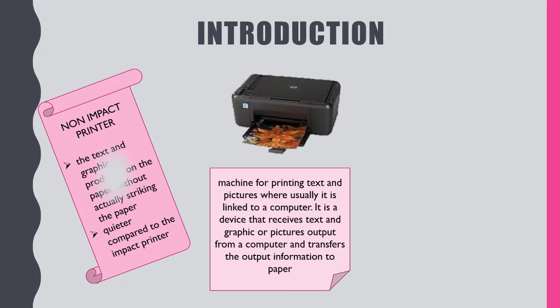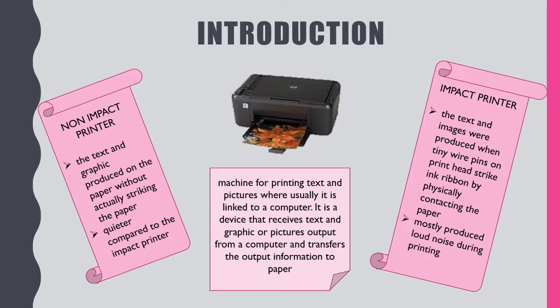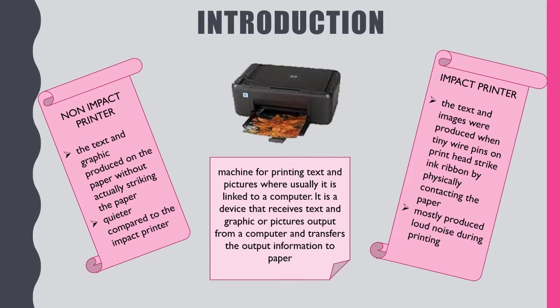So for the non-impact printer, the text and graphics are produced on the paper without actually striking the paper, and it is quieter compared to the impact printer. And for the impact printer, the text and image are produced when tiny wire pins on the print head strike the ink ribbon by physically contacting the paper, and mostly it produces loud noise during the printing.